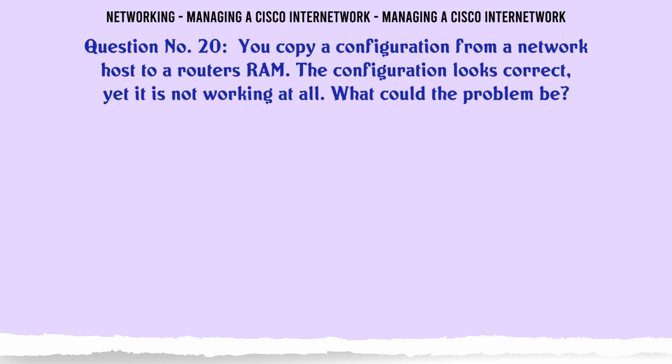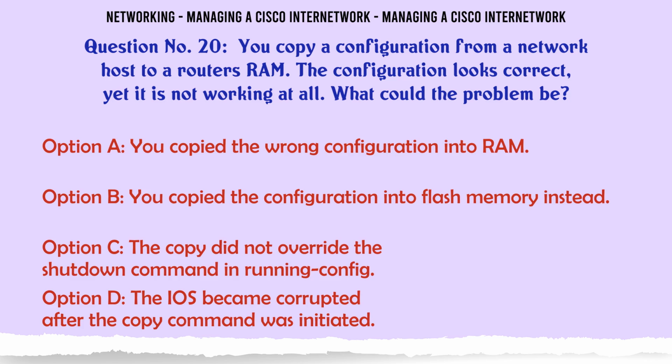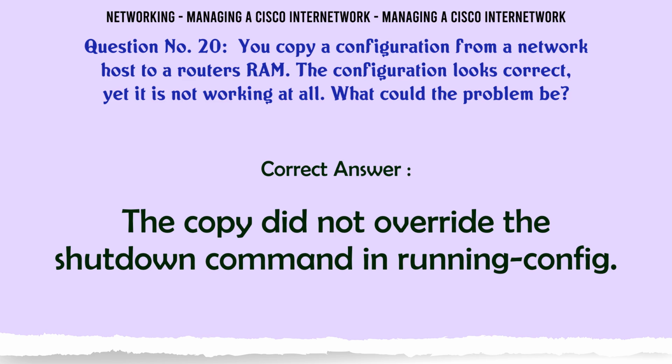You copy a configuration from a network host to a router's RAM. The configuration looks correct, yet it is not working at all. What could the problem be? A. You copied the wrong configuration into RAM. B. You copied the configuration into flash memory instead. C. The copy did not override the shutdown command in running-config. D. The iOS became corrupted after the copy command was initiated. The correct answer is the copy did not override the shutdown command in running-config.